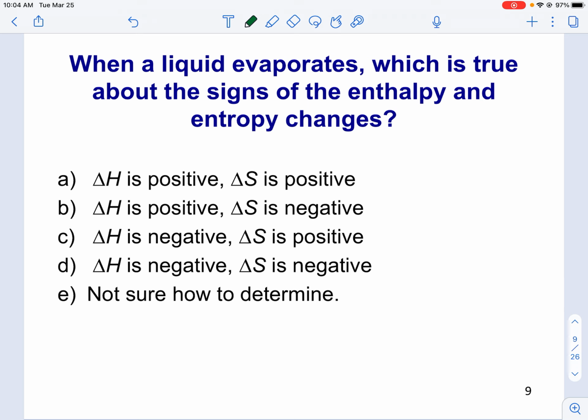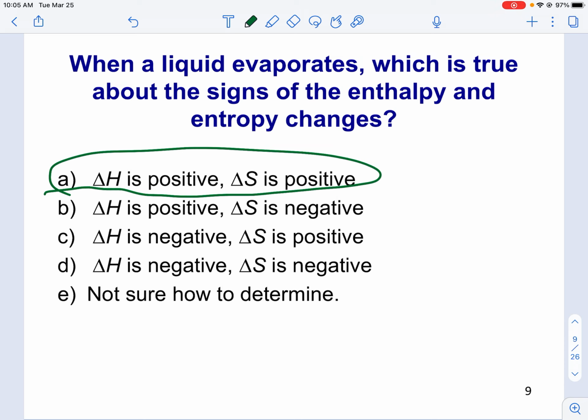All right, let's do another clicker type question. When a liquid evaporates, what is true about the signs of the enthalpy and entropy changes? So I'll go ahead and pause it if you want to think about it a second, and I'll give you the answer. All right. The answer here is A.